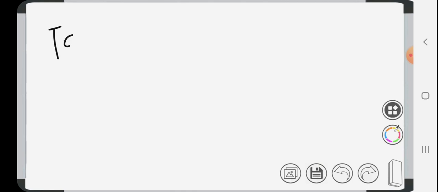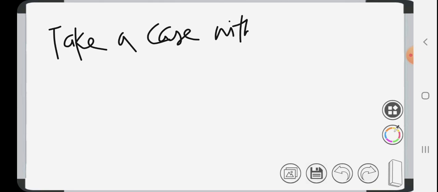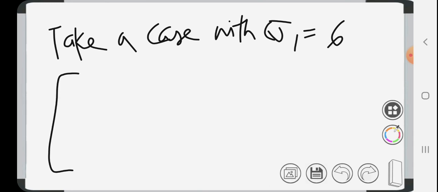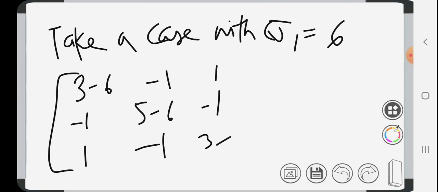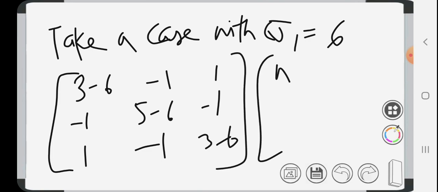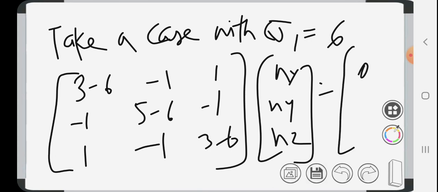Take the case with sigma 1 equal to 6. So here I am applying sigma 1 in case of sigma. So 3 minus 6, minus 1, 1, minus 1, 5 minus 6, minus 1, 1, minus 1, 3 minus 6, times nx, ny, nz, equal to 0, 0, 0, right?